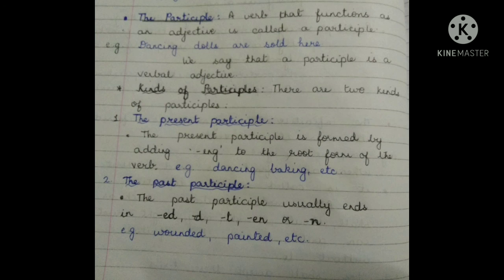Now something about the kinds of participles. There are two kinds of participle. The present participle is formed by adding ing to the root form of the verb. For example, dancing, baking, etc. And the other type is the past participle, which is usually ending in ed, d, t, en or n. Let us see the examples. Wounded, painted, etc. are the examples of the past participle. Now we'll make it more clear when you do the exercises related to this chapter.